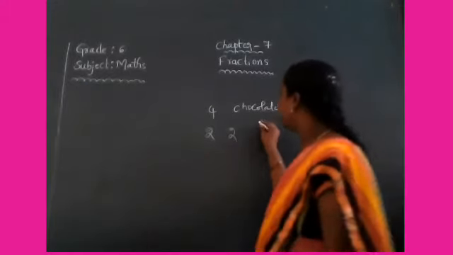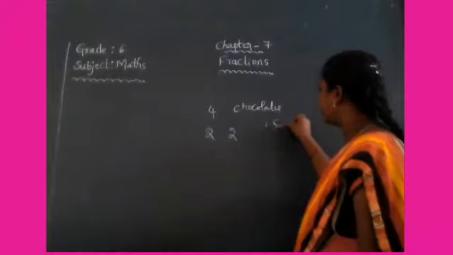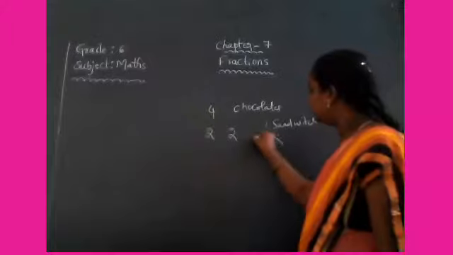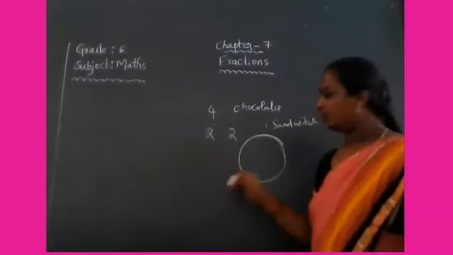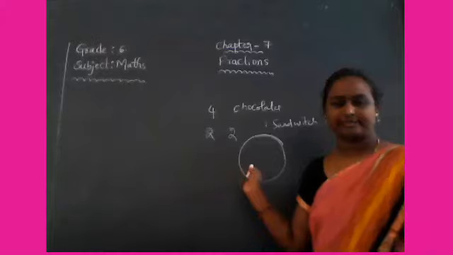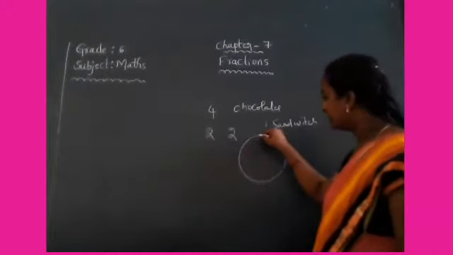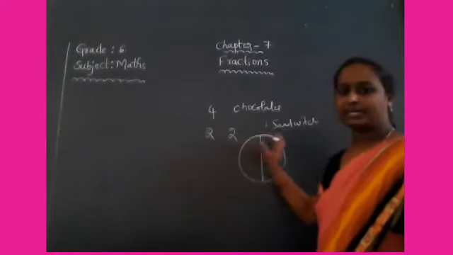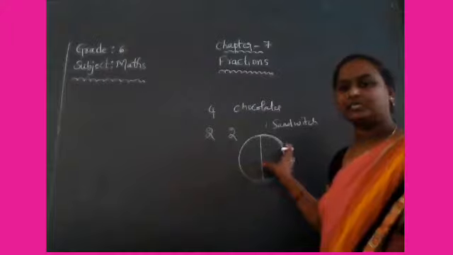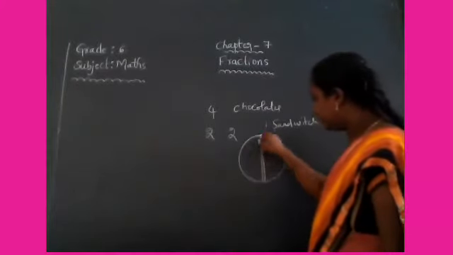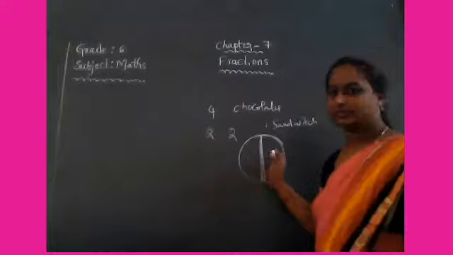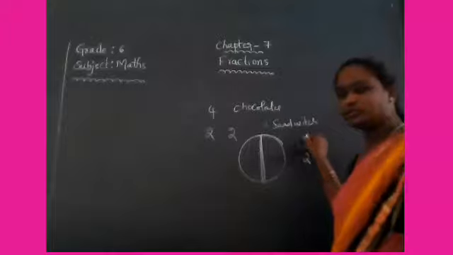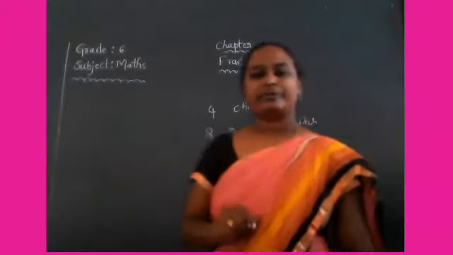And suppose one sandwich is there. How will you share both of you? So you and your brother, how will you share this sandwich? Very good. You will share this one half. So half part you are taking and half part you are giving to your brother. So that means you are sharing half here. So that half, how will you write? Yes, 1 by 2. So this 1 by 2 is called a fraction.